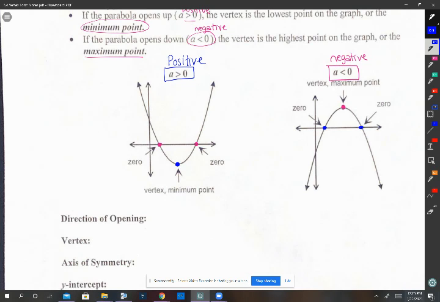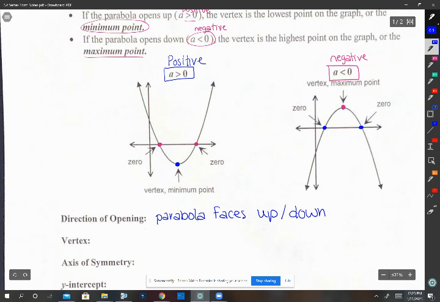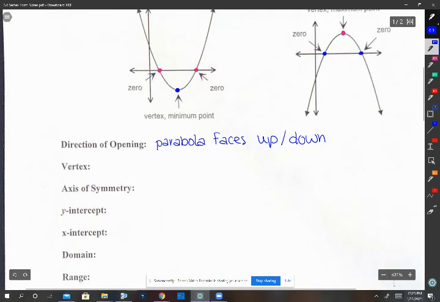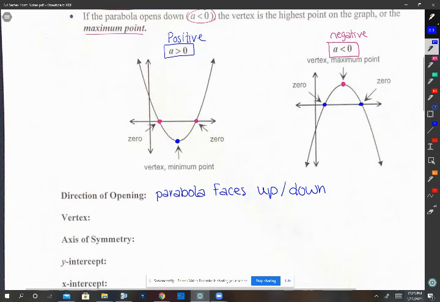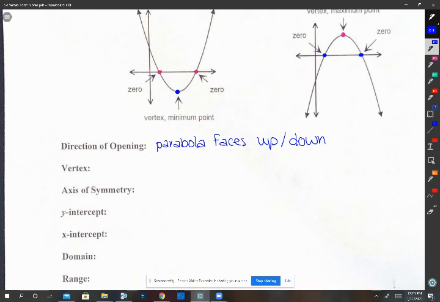So again, the direction of opening is based off of a. Okay, so it just means, does your parabola face up or down? And that's just dependent again on a. And then we've got our vertex, which we've talked about. That vertex is always going to be our h, k value.